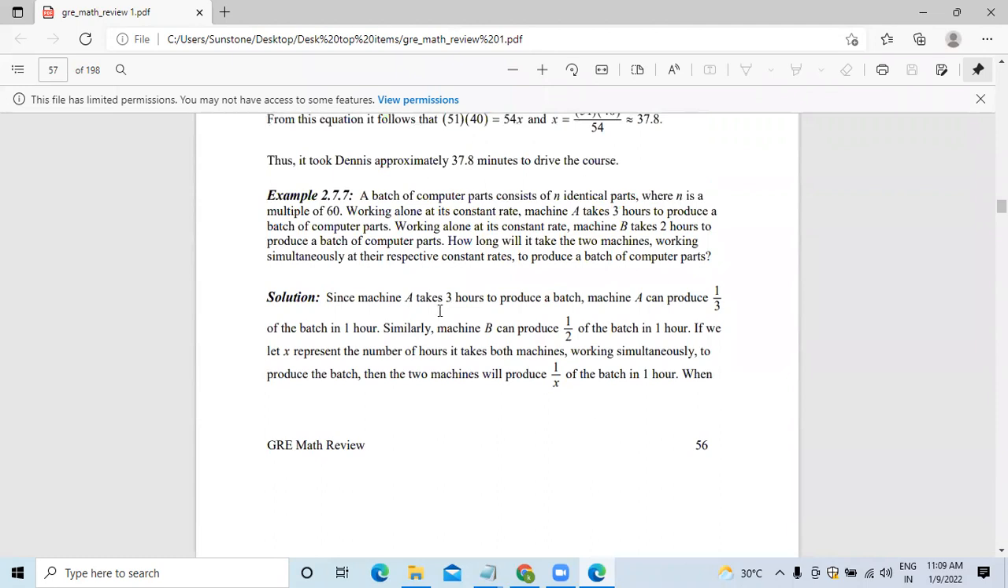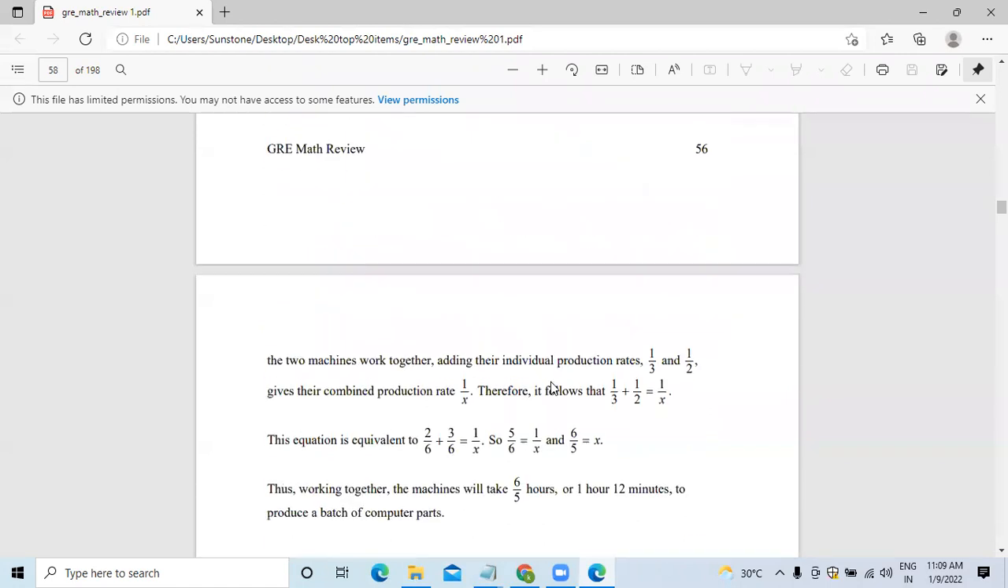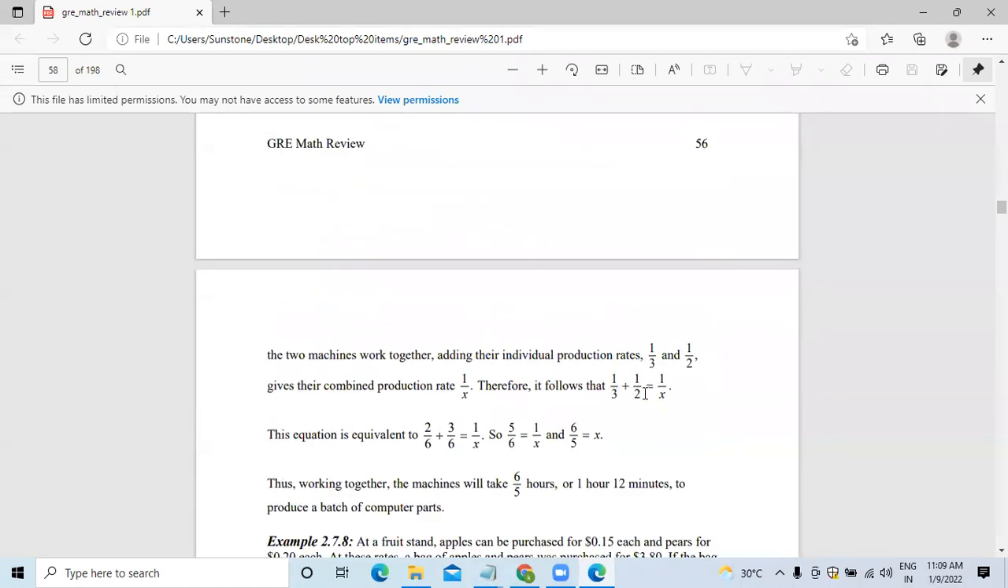Okay, so a batch of computer parts is identical, and since machine A takes 3 hours to produce the batch, machine A can produce 1/3 of the batch in 1 hour. Similarly, machine B can produce 1/2 of the batch. This is the logic. If X represents the number of hours it takes for both machines working together simultaneously to produce the batch, they produce 1/x of the batch per hour. So what he does is 1/3 plus 1/2 is equal to 1/x, and solve for x.